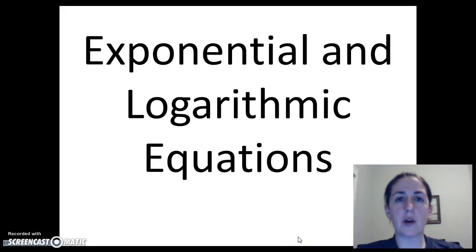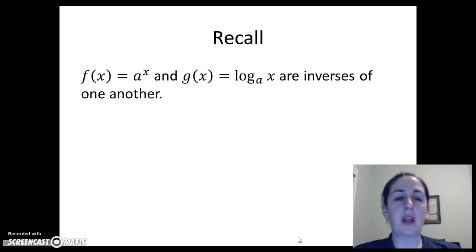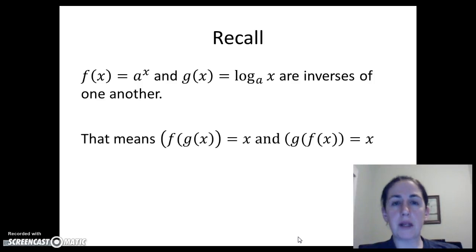Today we're going to talk about solving exponential and logarithmic equations. Let's recall some information from previous knowledge. If f of x equals a to the x and g of x equals log base a of x, if you recall, they are inverses of one another. Remember what it means to be an inverse.